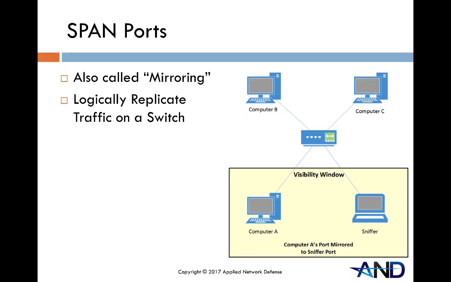So in this case, what we have in this diagram here is computer A's port mirrored to the sniffer port. So all the communication to and from computer A is being mirrored to the port that the sniffer is plugged into. Therefore, when the sniffer fires up the packet capture software and starts capturing packets, it'll see everything to and from computer A. So it's a one-to-one mapping of that port, the source port, to a destination port in which a sniffer is attached. Now, there are a lot of benefits to this method.